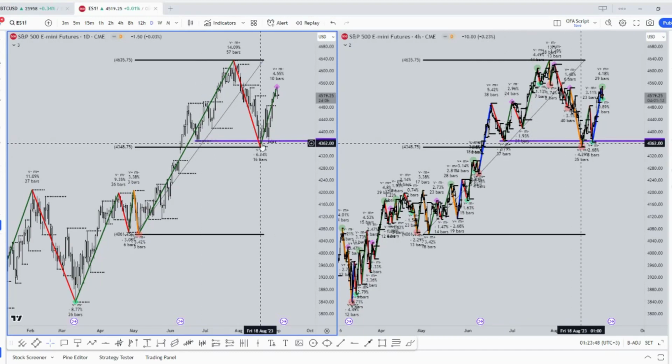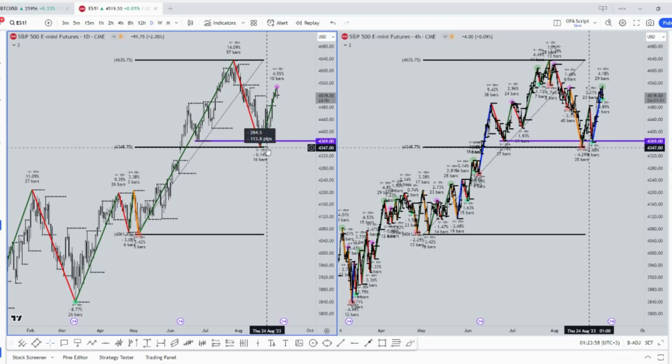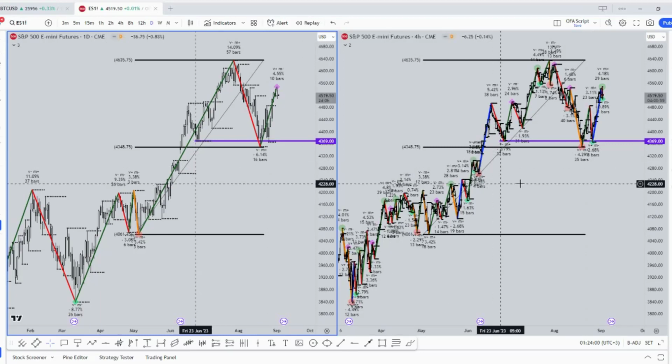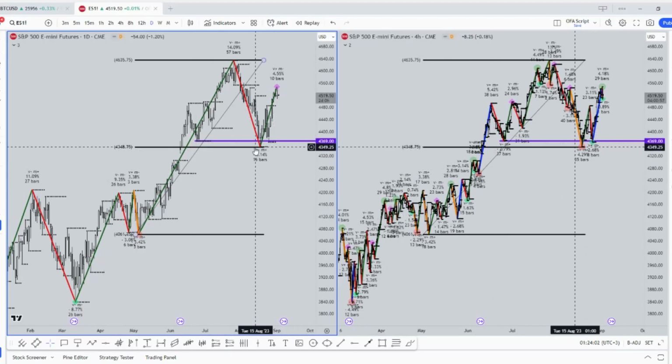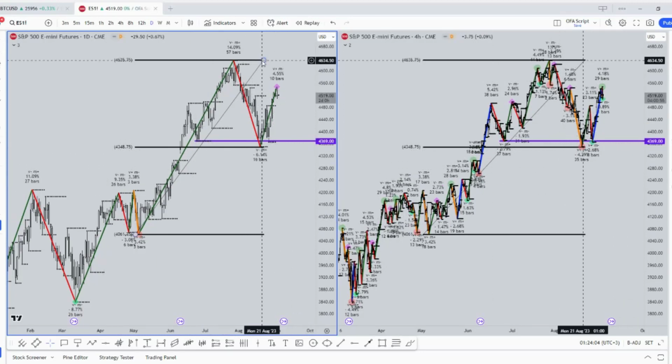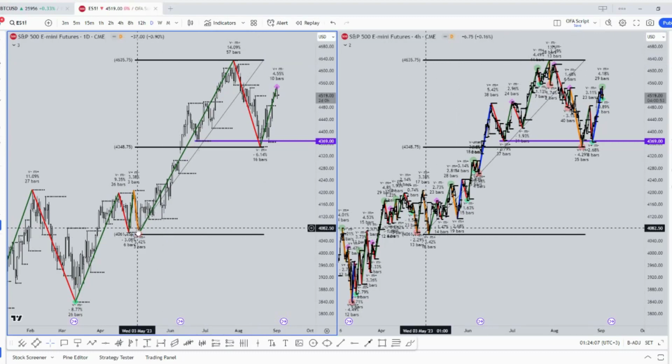So once that level got tested, I went into lower time frames to find the trade. This trade is currently open and it is working itself out. Also, something else that I wanted to point out before I get into the nuts and bolts of this trade is that we had a perfect alignment with the 50% retracement.